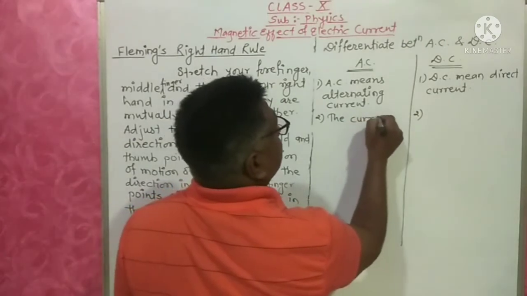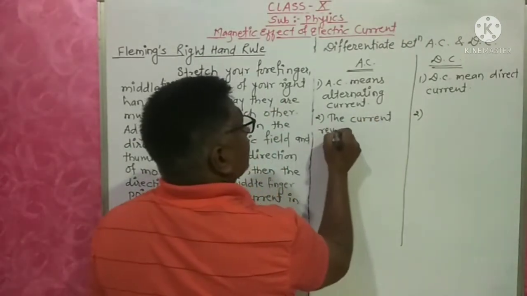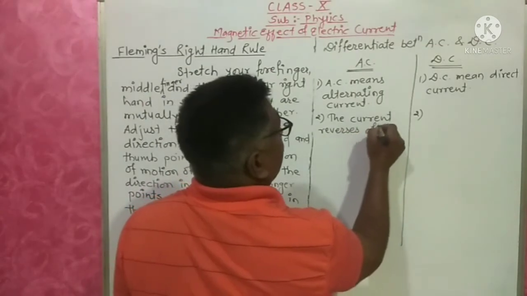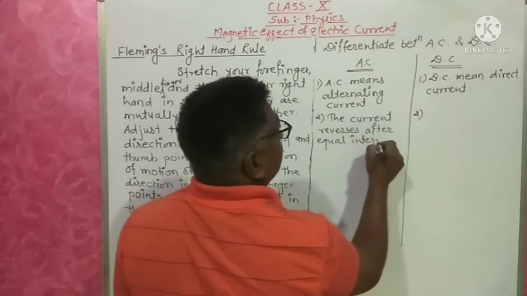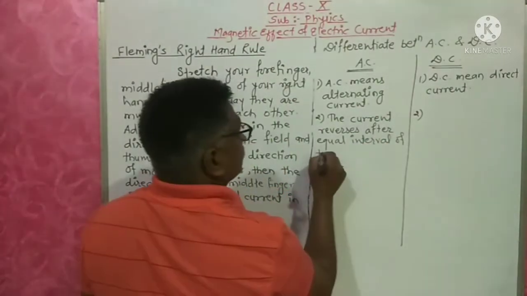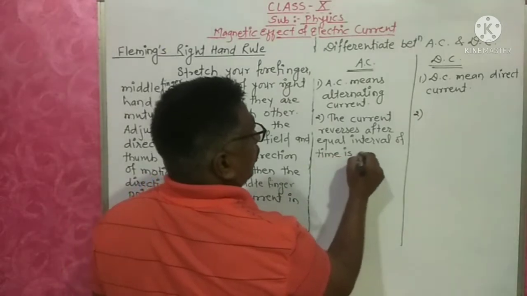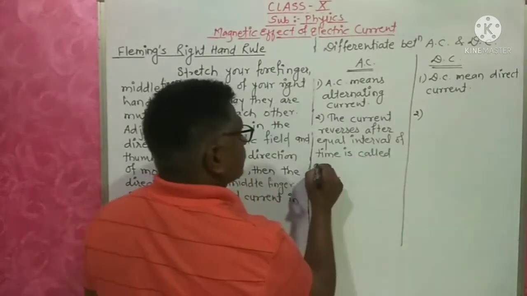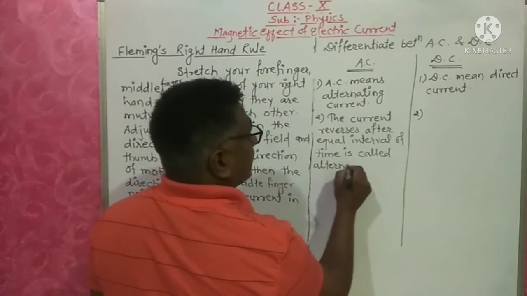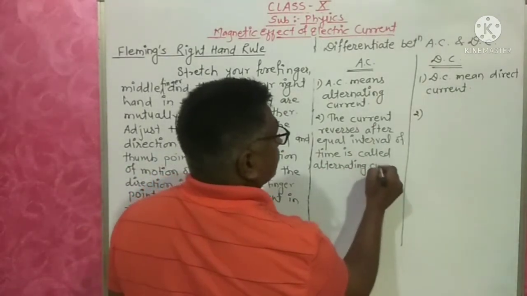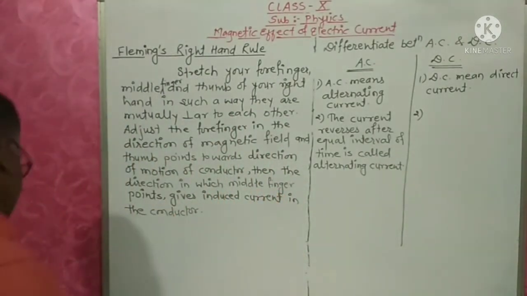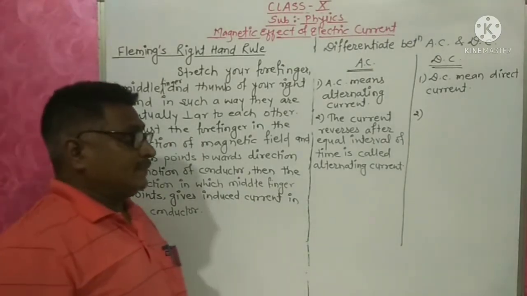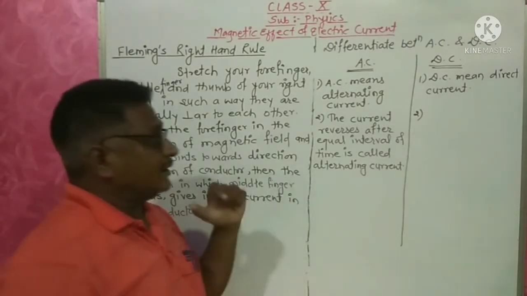The current reverses after equal intervals of time is called alternating current. What is the meaning of alternating current? The current reverses after equal intervals of time is called alternating current.